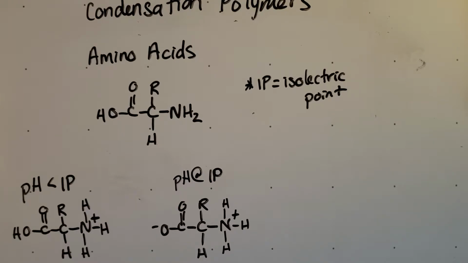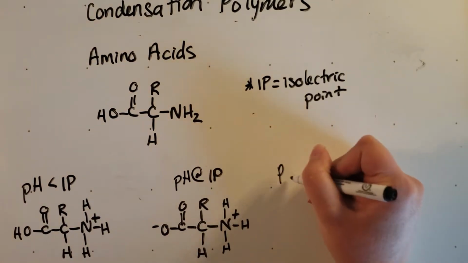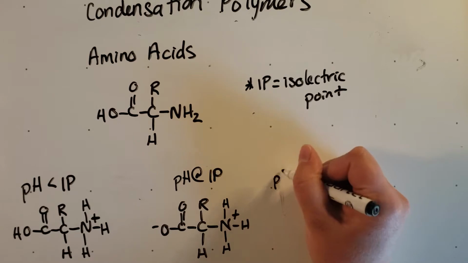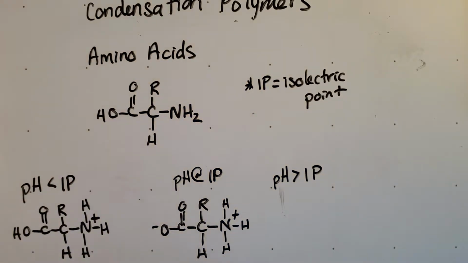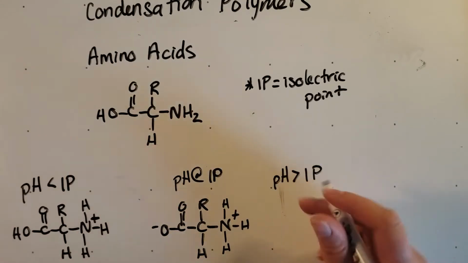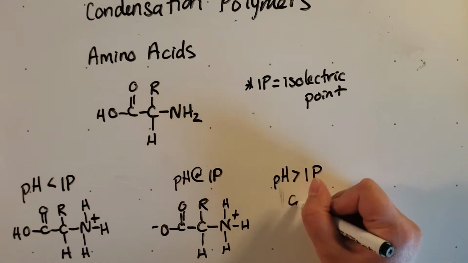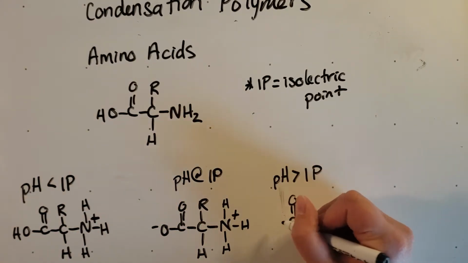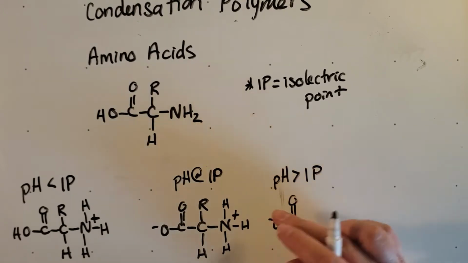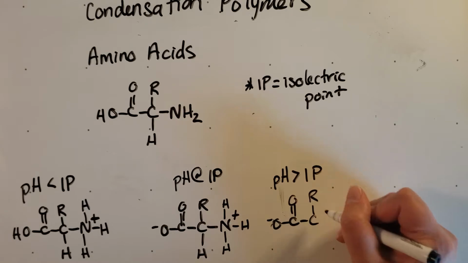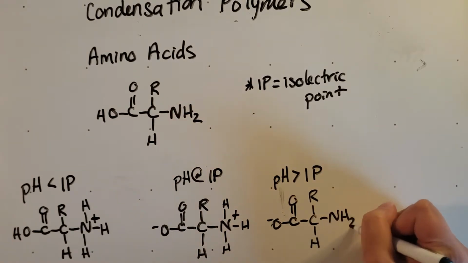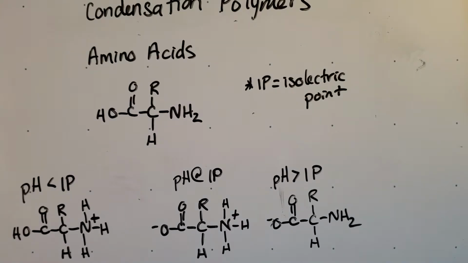All right, and the last scenario, when the pH is greater than the isoelectric point, and hopefully we can start seeing the pattern of what might happen. We end up with a negative charge. There we go. Okay.